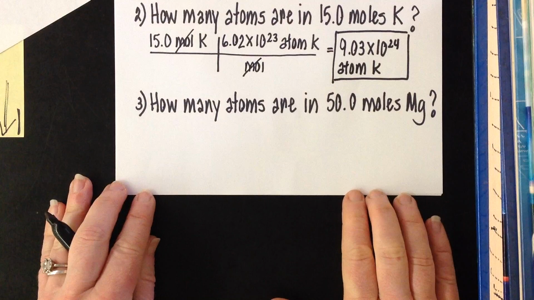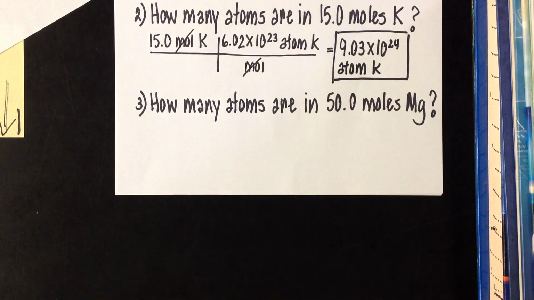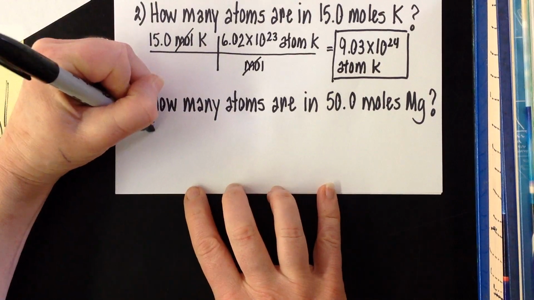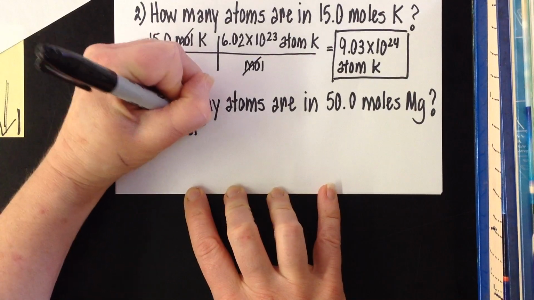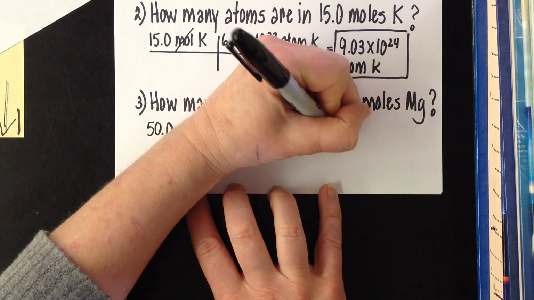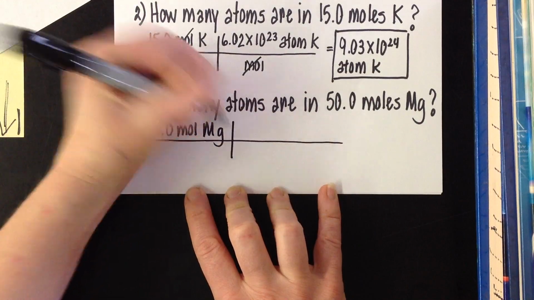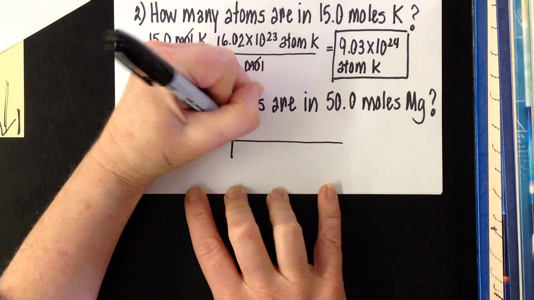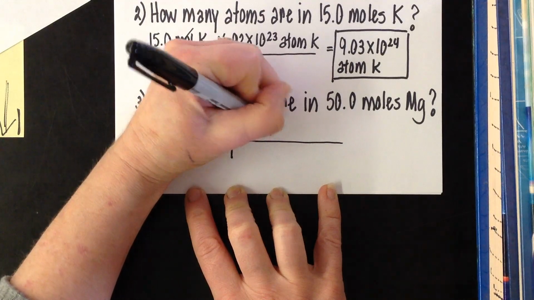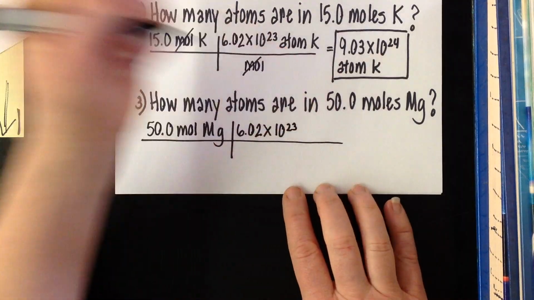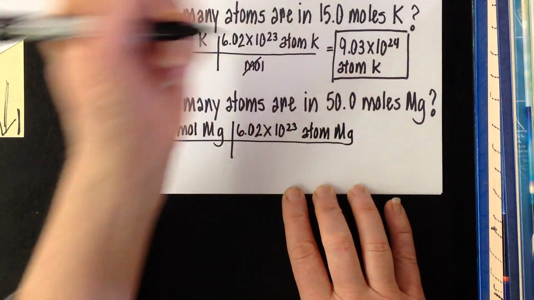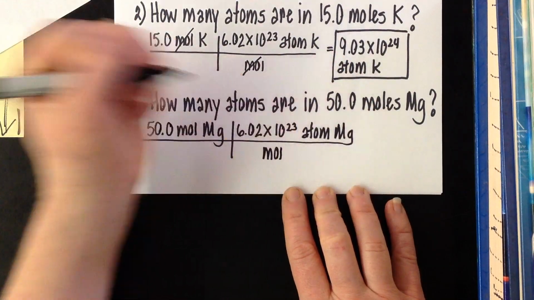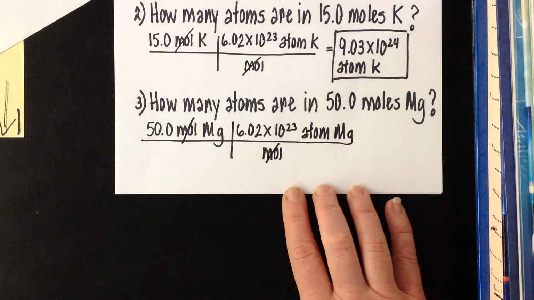So let's take a look at number 3, last one. How many atoms are in 50 moles of magnesium? So we're going to write down the given, 50.0 moles of magnesium. Long line, short line. We know that there are 6.02 times 10 to the 23rd atoms of magnesium, keeping everything labeled per mole. Once again, moles on the bottom because we want it to cancel out.